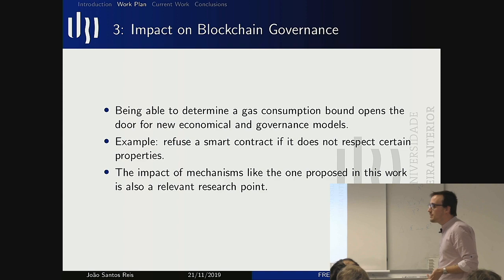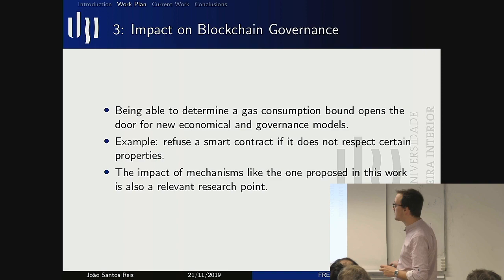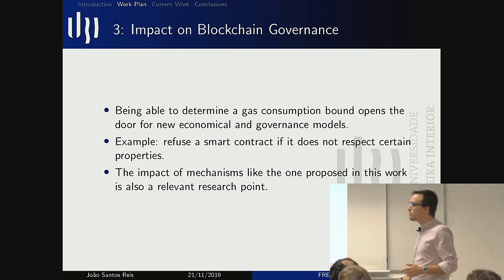Having such a mechanism gives room to being able to determine gas consumption bounds, and it opens doors for new economical and governance needs. For example, one can change the rules of the blockchain to refuse a smart contract that does not respect certain properties. So the impact of a mechanism like the one proposed in this work is also a relevant research point.